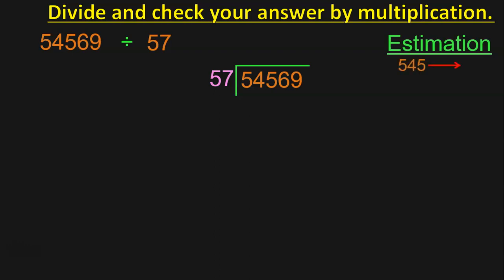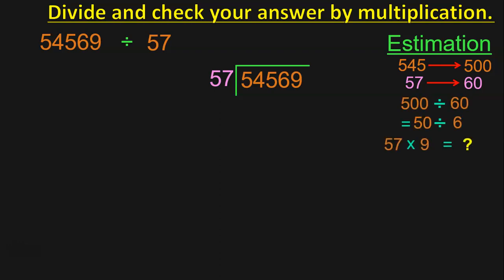Rounding off 545 to the nearest hundreds will give you 500. Rounding off 57 to the nearest tens will give you 60. So 500 divided by 60 is 50 divided by 6. So what will happen if you divide 50 by 6? We know that 6 8s are 48 and 6 9s are 54. So let us try with the upper limit, 57 into 9 as the quotient. What is 57 into 9? You get the answer to be 513, which is lesser than 545. So we are taking the quotient to be 9.